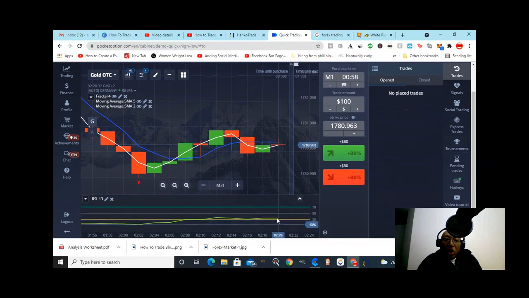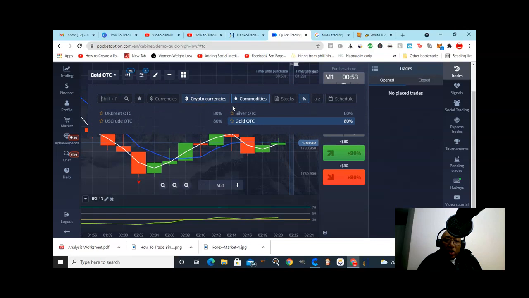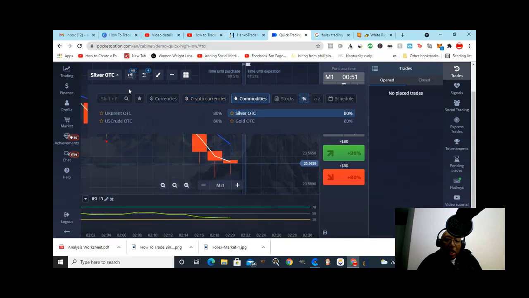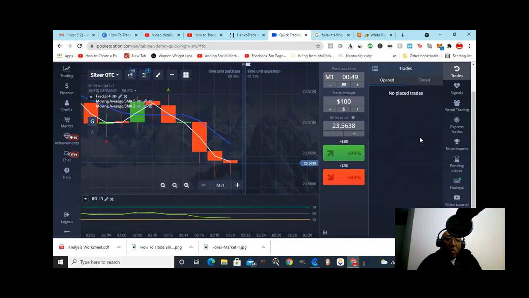Let's try another commodity, silver. Let's see how silver looks. Well, that's a little bit more promising, but again, the RSI is down here, and I am not going to enter that trade. Let's try crude oil.